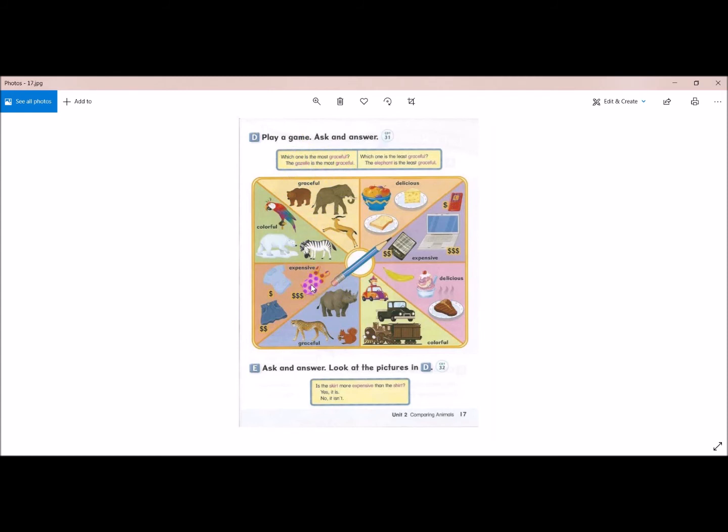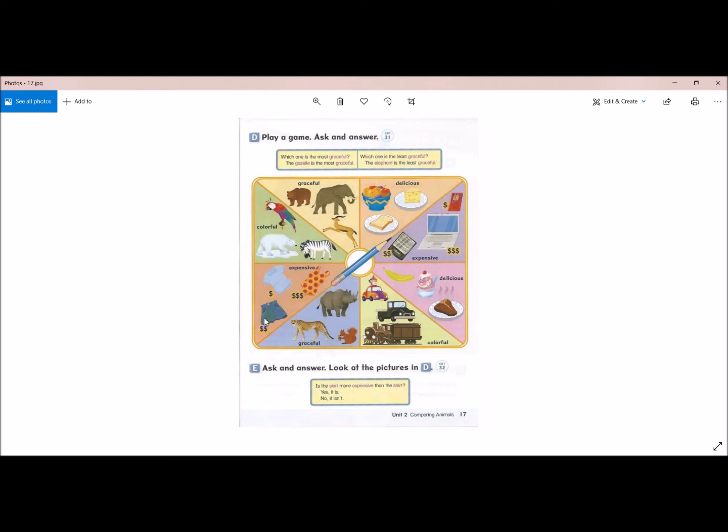Great. The swimsuit is the most expensive. Now we're going to ask which one is the least expensive.